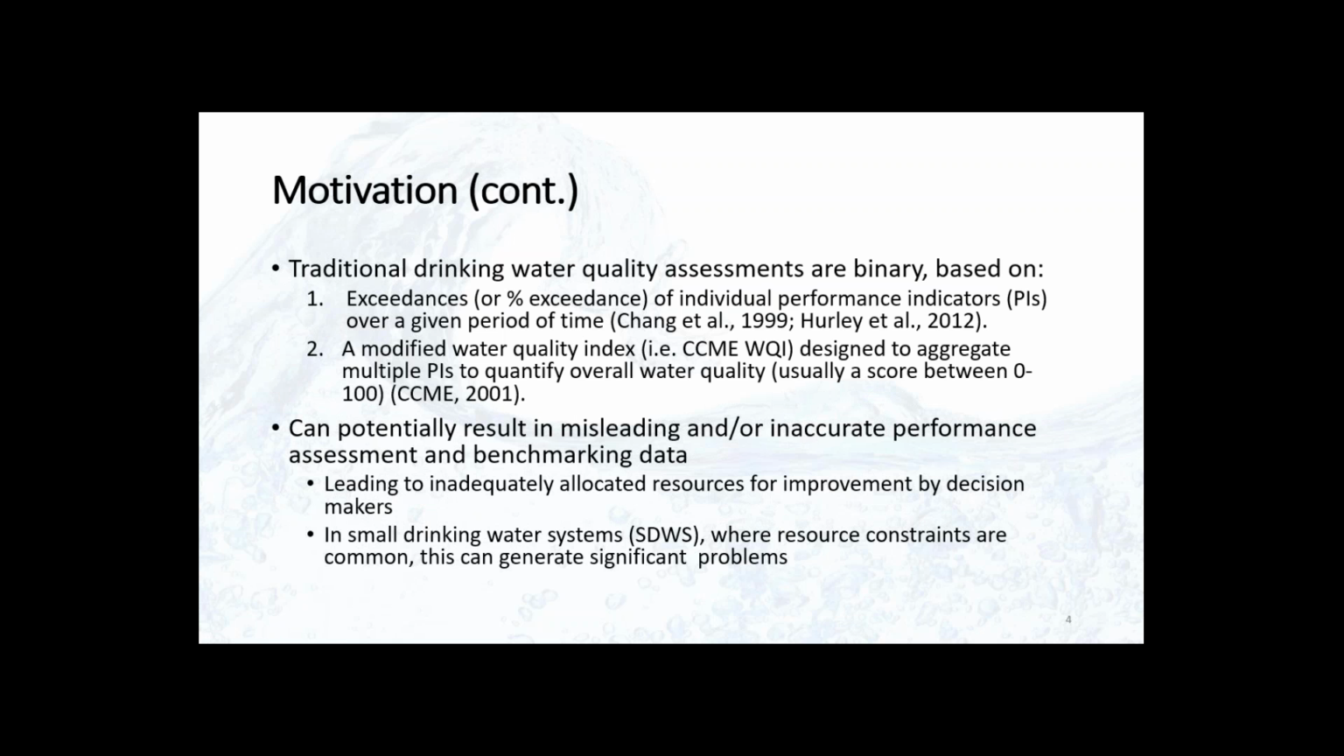Traditionally, drinking water performance assessment is binary, based on either exceedances of individual performance indicators or using a modified water quality index, which aggregates multiple indicators to quantify water quality with a score usually between 0 and 100. When using this binary assessment approach, it can create misleading and potentially inaccurate benchmarking data, which can result in decision makers inadequately allocating resources for improvement. This is especially an issue in smaller systems where human and financial resource constraints are already well established.